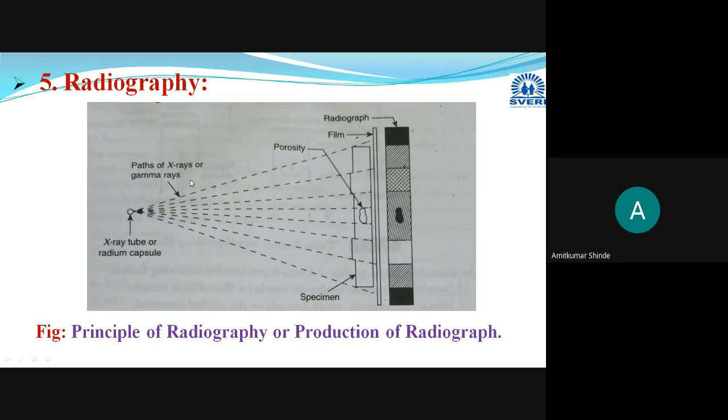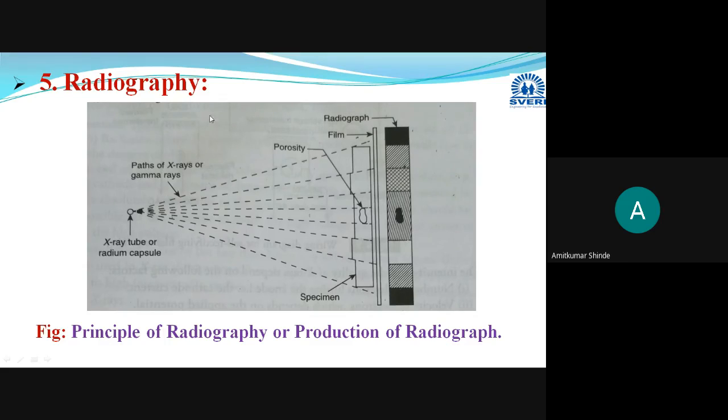When X-ray radiography is there, the X-ray tube will be the source, and these will be X-rays, and the remaining part will be the same. When you are using X-rays, the final film obtained will be termed an exograph. These changes you have to make. The specimen and film remain the same, and at the end the developed film, instead of radiograph, will be termed an exograph. E-X-O dash graph.